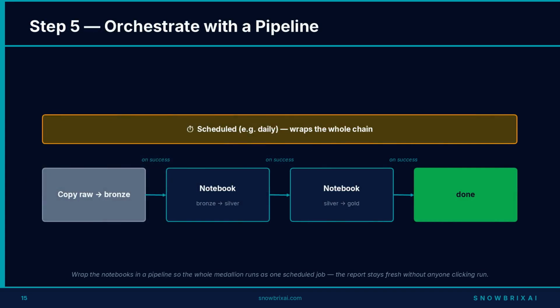Step 5 ties it all together. We orchestrate with a pipeline. So far you ran notebooks by hand. Now we wrap them so the whole medallion runs as one scheduled job. Take a look at the chain. Land raw, run the bronze notebook, run the silver notebook, run the gold notebook. Each step connected on success. Then we schedule it, say daily. And here is the payoff. The report is fresh every morning without anyone clicking. Before, you built the machine. Now the machine does the work.